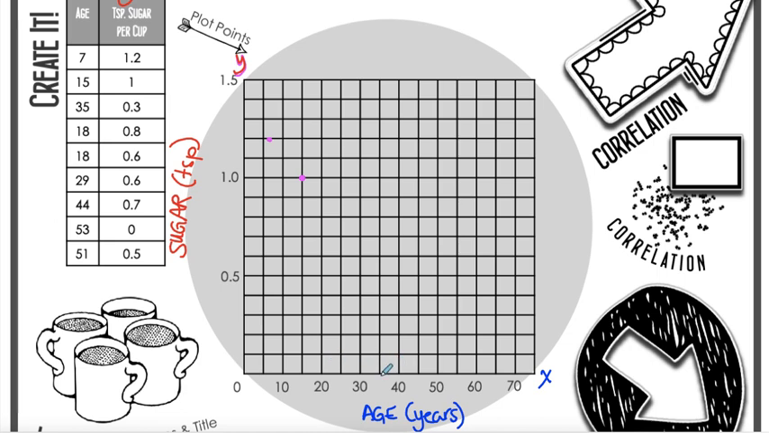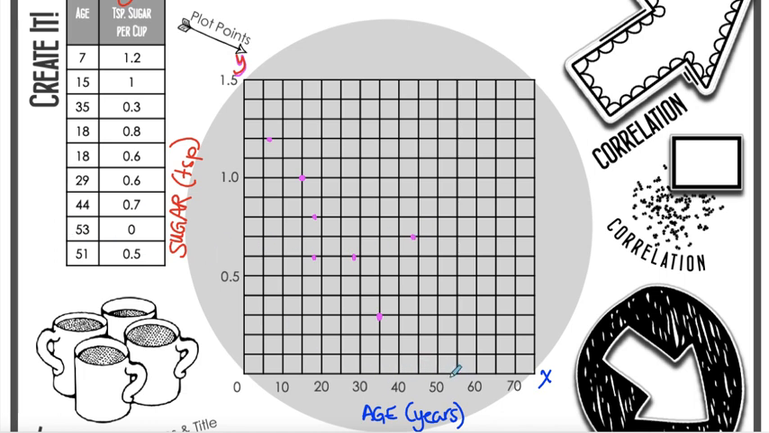So over to 35, up to 0.3. Over to 18, approximately where that is, and up to 0.6. Again, over to 18, and I missed the one above that, so 18 and up to 0.8. Over to 29, so just below 30, and up to 0.6. Over to 44, so just below 45, and up to 0.7.